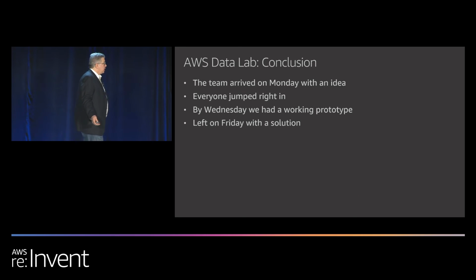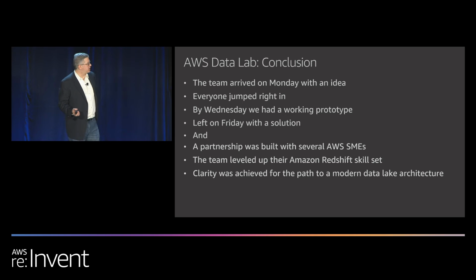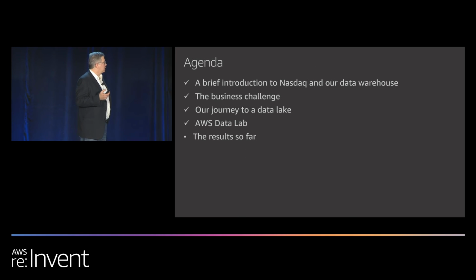So the team did arrive on Monday with an idea, jumped right in, 2 hours writing code. Wednesday, a prototype, Friday, a solution, and the partnership was built with several of our Redshift, Spectrum, and S3 SMEs that exist to this day. The Nasdaq team has now leveled up their Redshift skill set and has a clear path to production for their new data lake architecture. So at this point, Rob's going to come back and tell you what really happened once they got back to Nasdaq.